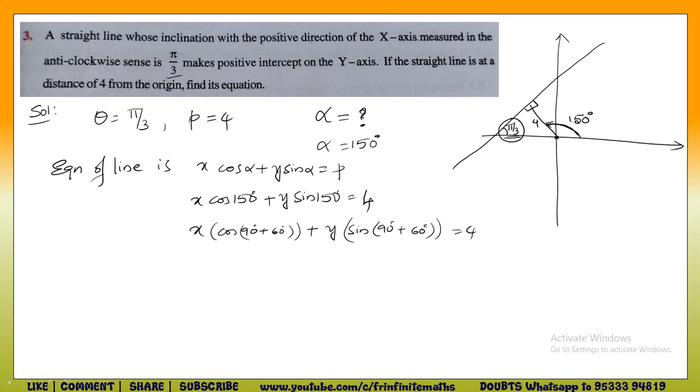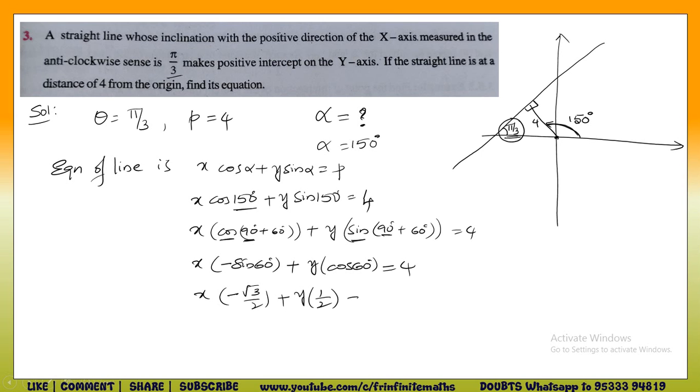Then what am I going to have? 150 means second quadrant, no? So in the second quadrant cos is negative, that means x into, so this 90 changes cos to minus sin, so minus sin 60 degrees plus y into, since in the second quadrant sin is positive, so positive remains positive, this 90 changes sin to cos, so this becomes cos 60 is equal to 4. Now x into minus sin 60 is minus root 3 by 2, plus y into cos 60, the value of cos 60 is 1 by 2, is equal to 4.